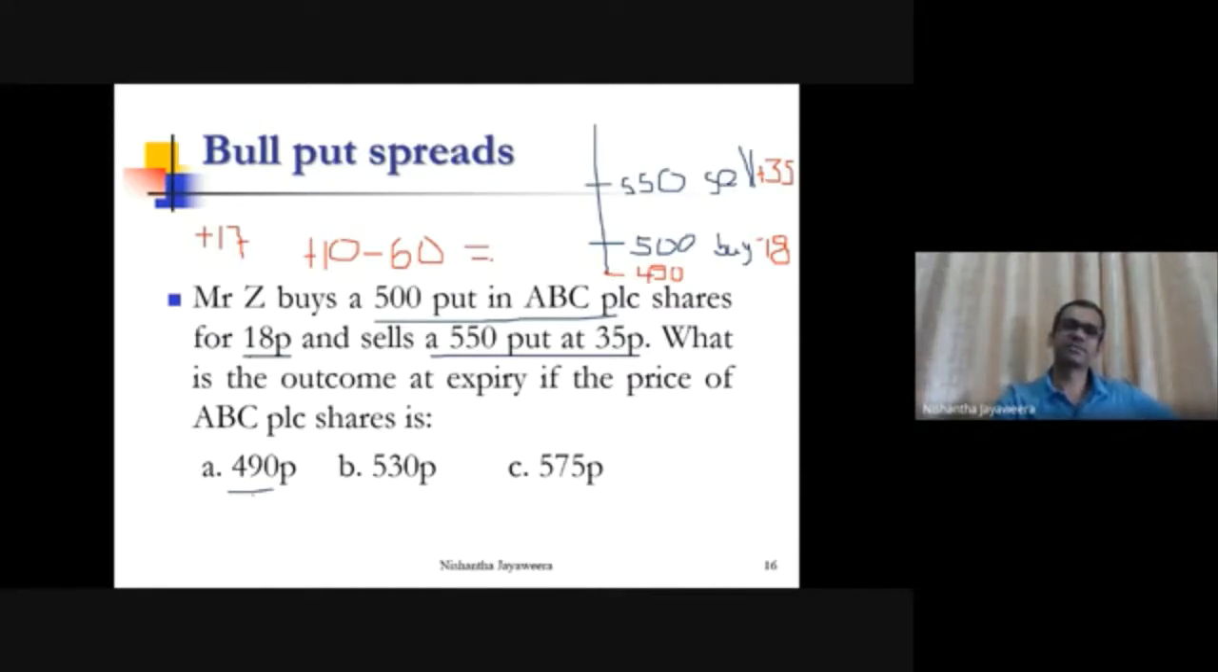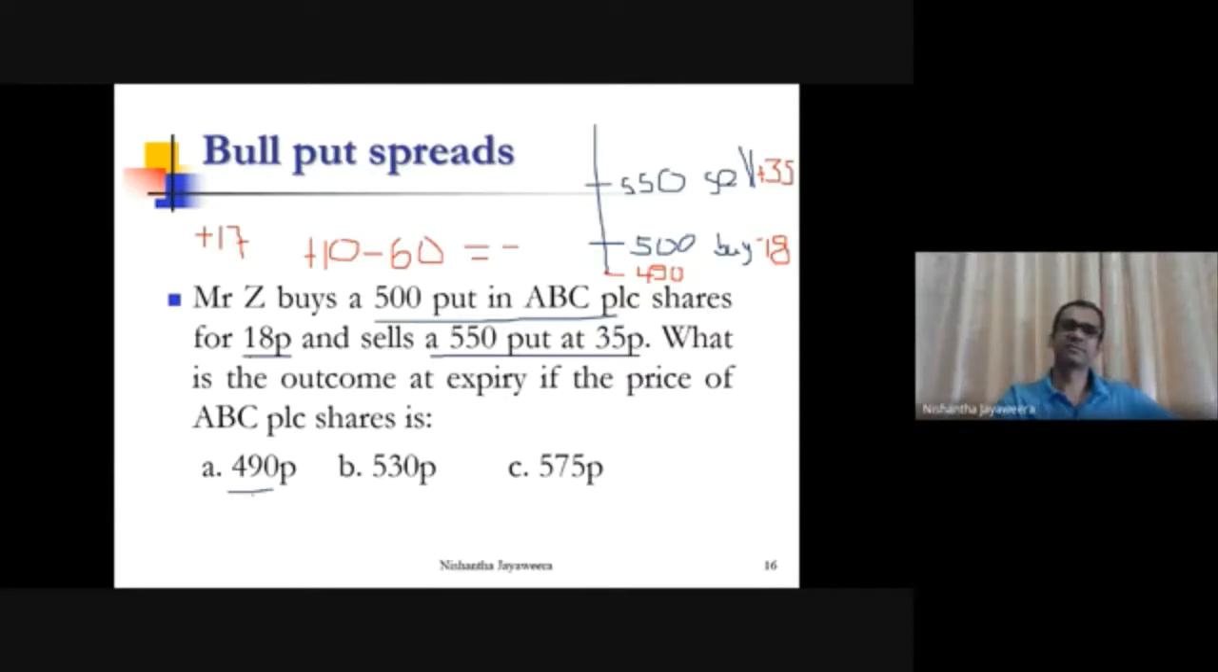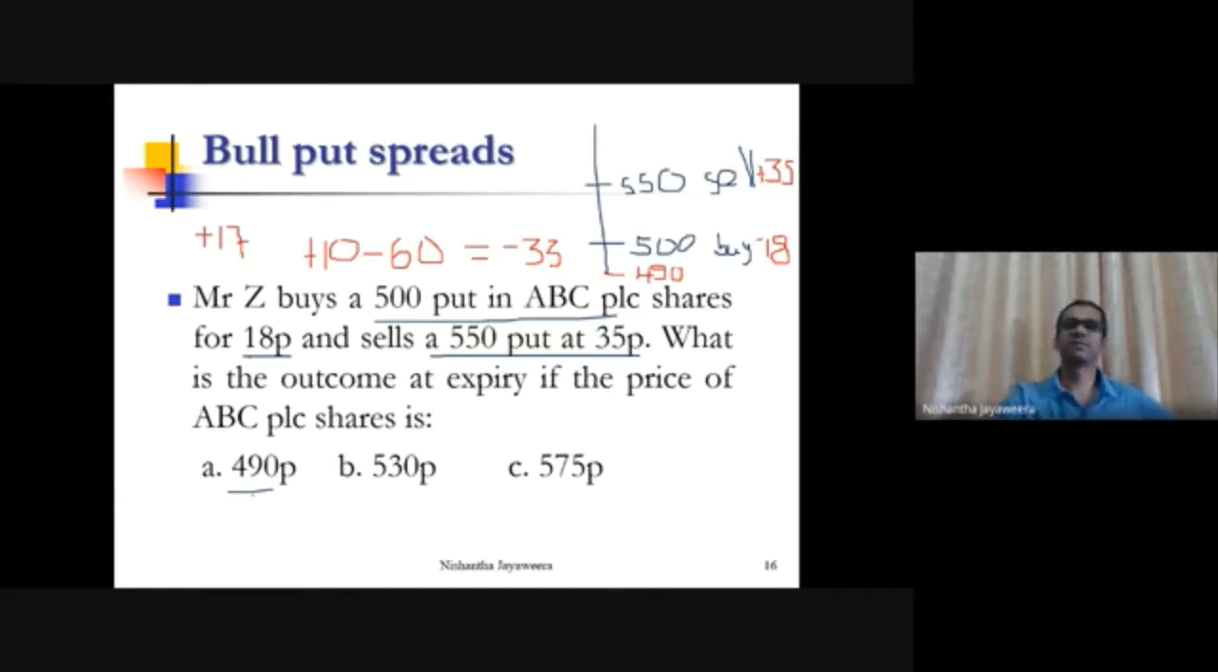What is the total? What is the net cash flow, including this premium? Plus 10 minus 60 plus 17, negative 33. Negative 33. Yeah. Okay, assume this is 470.